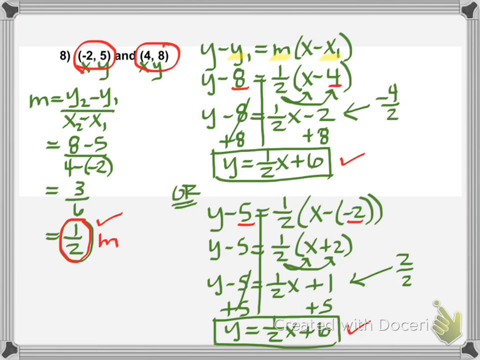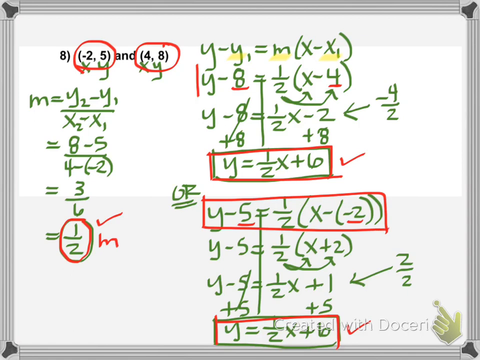I want you to see, though, that both gave the same equation in slope-intercept form. Now, in point-slope form, though, notice they look very different. So you can have a lot of point-slope forms that look different but represent the same line.